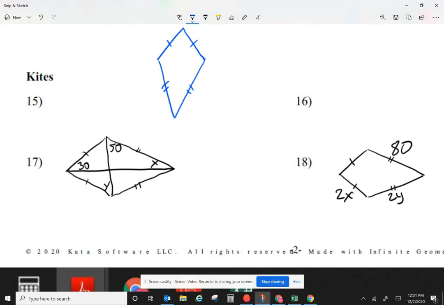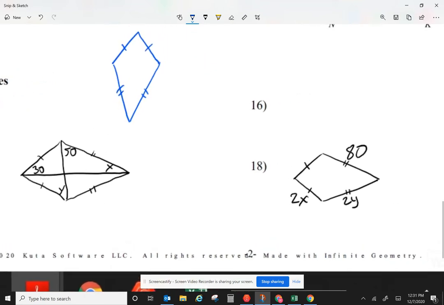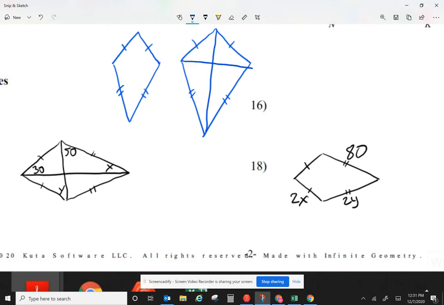So that's going to help you a little with question number 18, how to solve for that. Now, when it comes to sides, it's just that. Now, when it comes to diagonals, let's say I have a kite. Let's take a look at the diagonals.